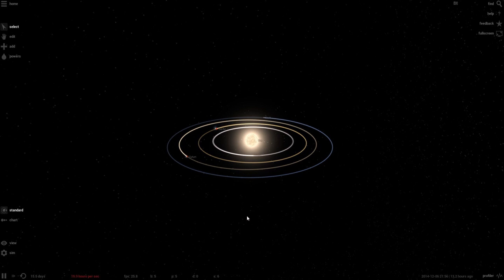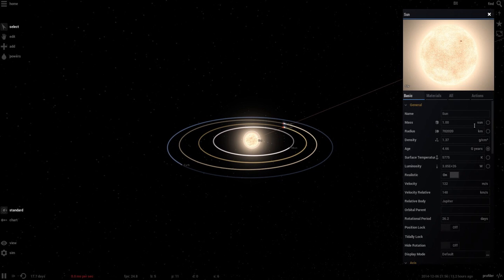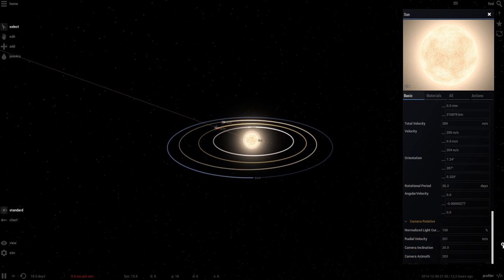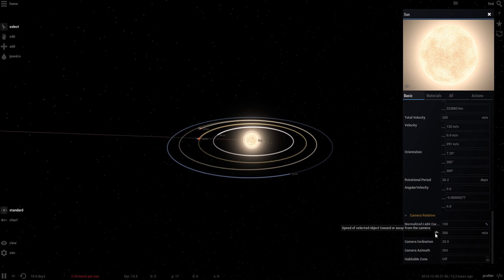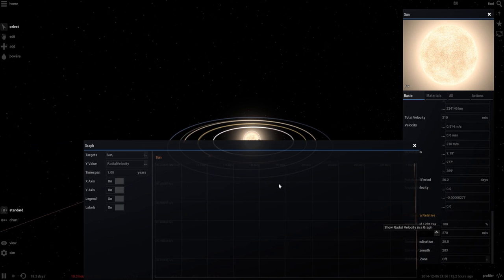So here's a system that we've put in. It's just a little demo fictional system. It's got a couple of massive planets around the sun. They're very close in. And so there are two main methods that are used to detect exoplanets, the radial velocity technique and the transit technique. And we actually have both available here.